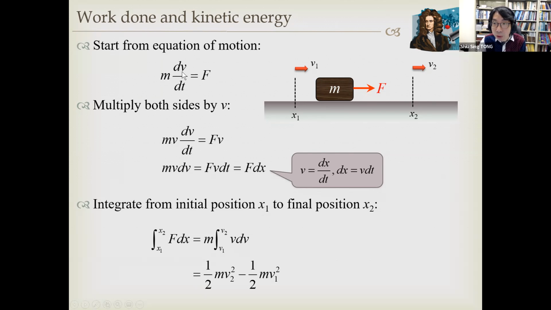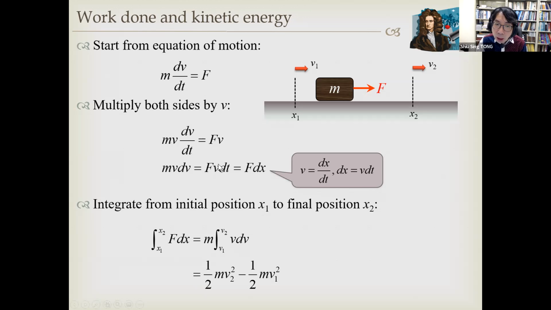And of course, we will start with Newton's second law, F equal to m dv/dt, right? This is the starting point. And then we multiply both sides of the equation by a factor of the velocity. So it becomes mv dv/dt equal to Fv, okay? Now here comes a trick. Now we are moving the differential again. We move the differential dt to the right-hand side of the equation. So the right-hand side now will become Fv dt, okay?